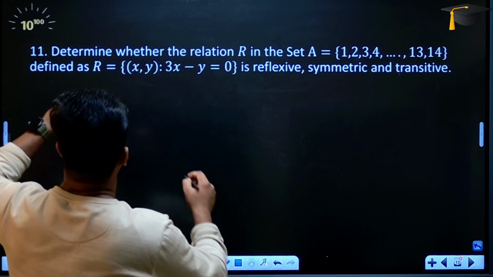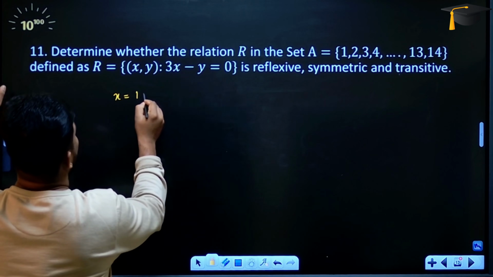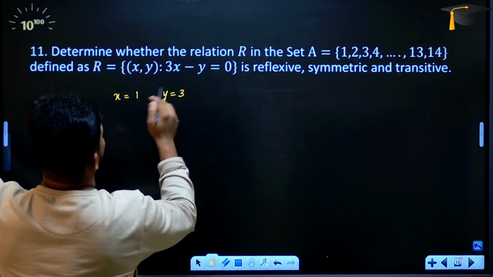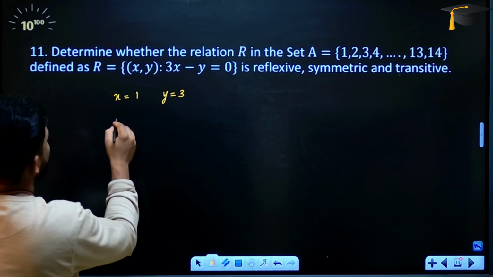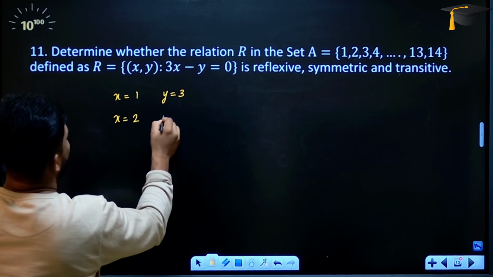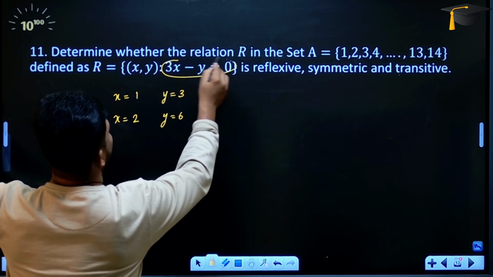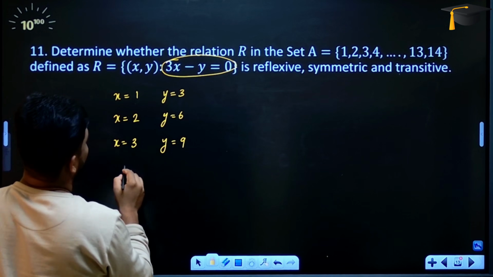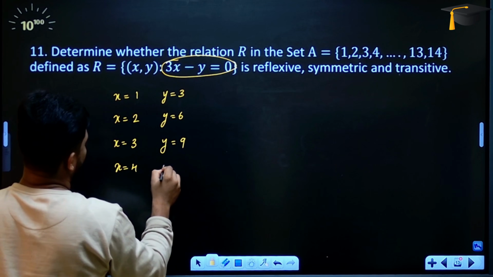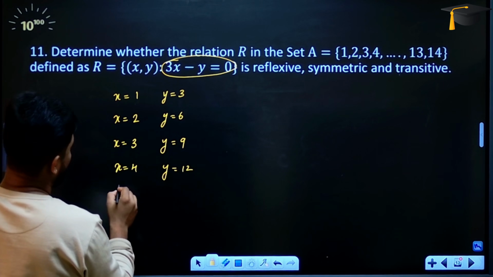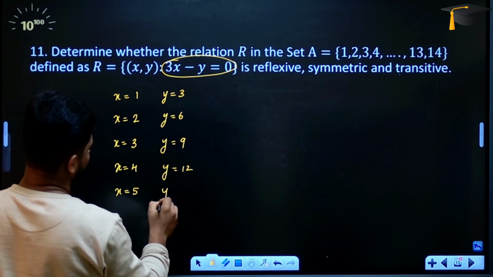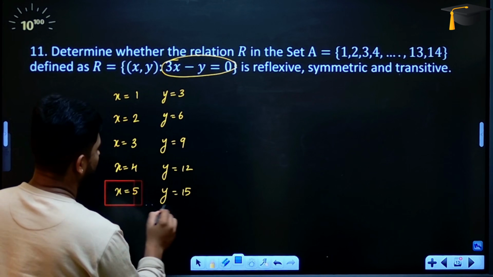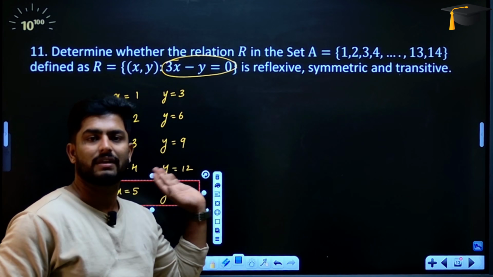Okay, so I'll take x is equal to 1. If I take x is equal to 1, y value is 3. Now, x is equal to 2, y value will be 6. Just substitute here and you will get the answer. Next, x is equal to 3, y is equal to 9. Now, x is equal to 4 and y value is 12. And x is equal to 5, y value is 15. But remember, we cannot take this because 15 is not in the set. That's why we have to ignore 15.